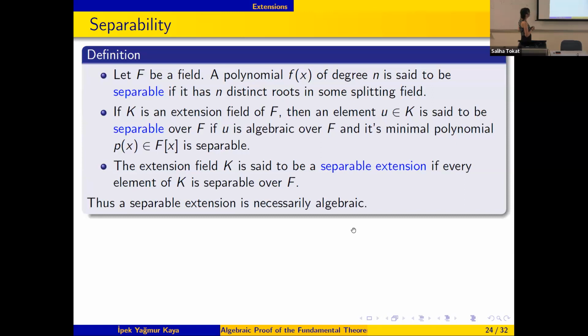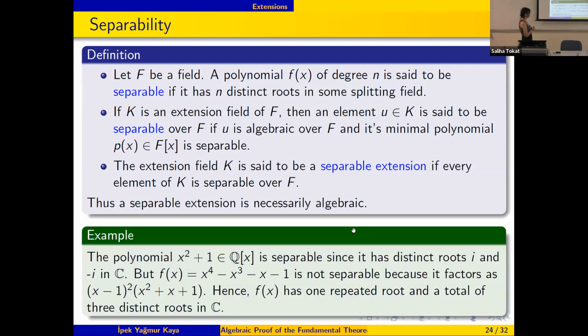Separability: let F be a field. A polynomial f(x) of degree n is said to be separable if it has n distinct roots in some splitting field. If K is an extension field of F, the element u in K is said to be separable over F if u is algebraic over F and its minimal polynomial p(x) in F[x] is separable. The extension field K is said to be a separable extension if every element of K is separable over F. Thus, a separable extension is necessarily algebraic.